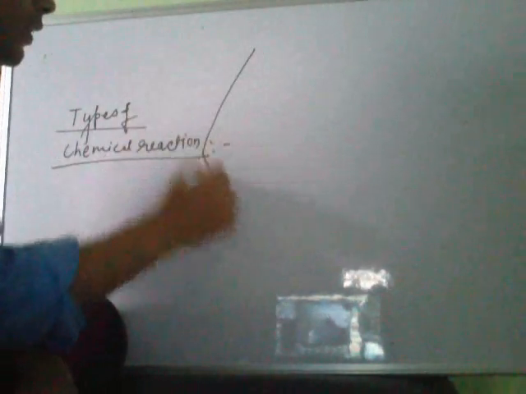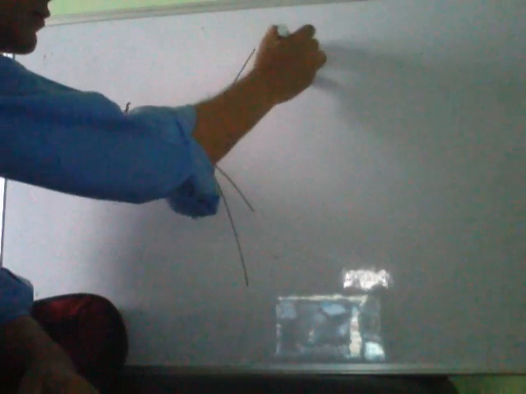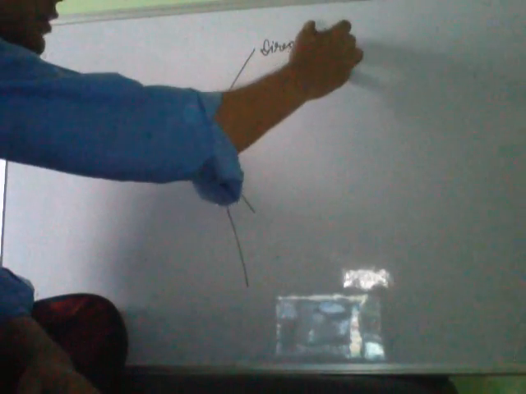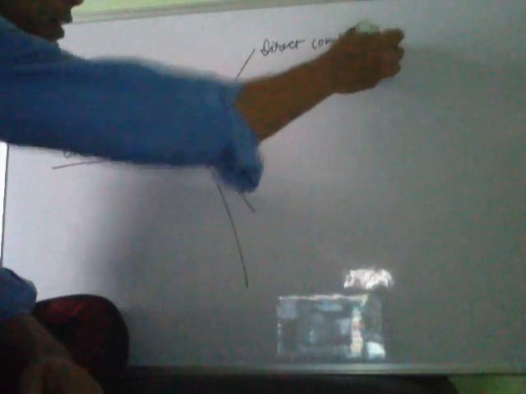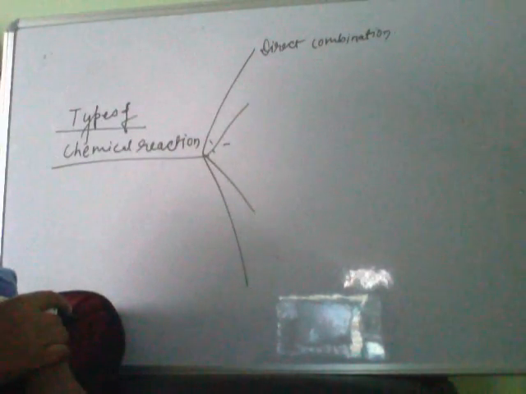What do you mean by the types of chemical reaction? There are 4 types of chemical reaction. First one, we are going for this one, heading wise. First one is direct combination.